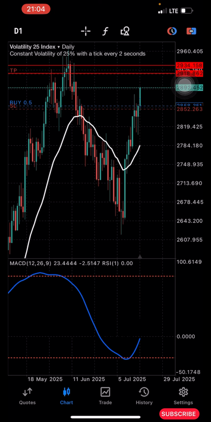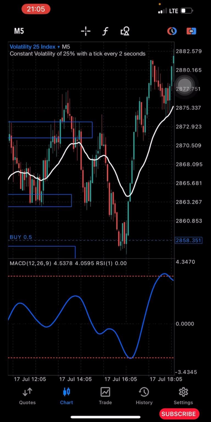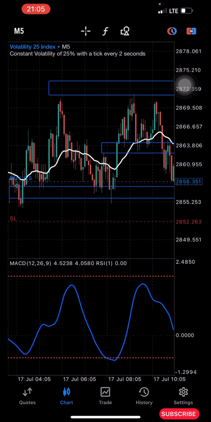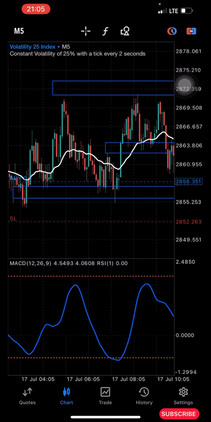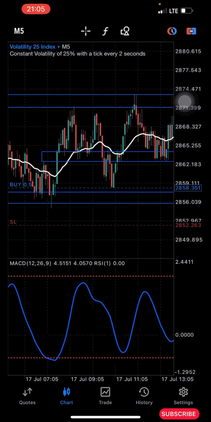So what I did is that I went to the 5 minutes time frame where I like to take my entries. Here on the 5-minute time frame, I marked out some support and resistance zones because price was consolidating around this area. So I decided to mark out the necessary areas. Let me delete this and do it again so that you see it properly.